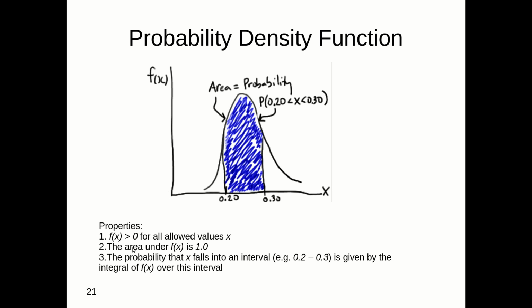The total area under the probability function f(x) evidently needs to be 1.0. So if I integrate from the smallest allowed value to the largest allowed value for x, this needs to be 1. And as I said before, the probability that our parameter x falls into an interval like 0.2 to 0.3 in our example is given by the integral of the probability density function over the specific interval.